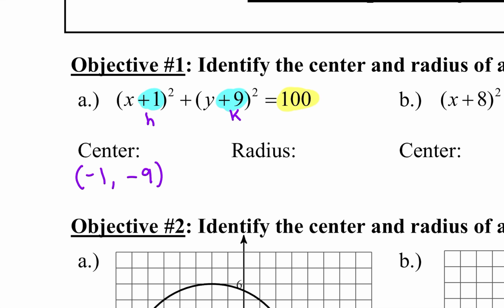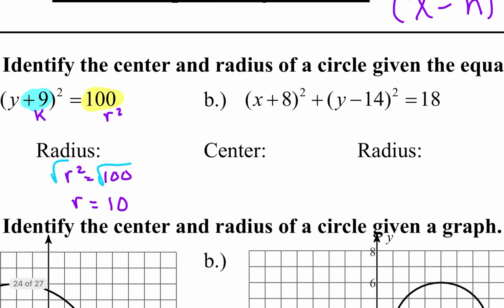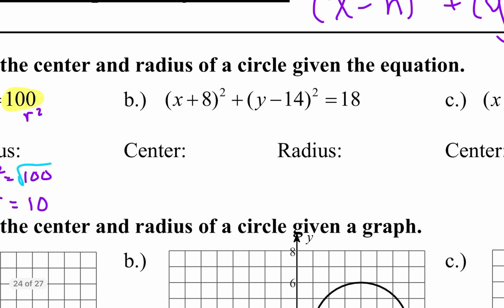And then this piece right here always represents our radius, but it doesn't represent the radius itself, it represents r squared. So we know that if r squared equals 100, to solve that, we'd have to square root both sides. And when I do that, I get r equals 10, so my radius is 10. So that's how we're going to find those pieces. Let's do one more together before you try that next one on your own.